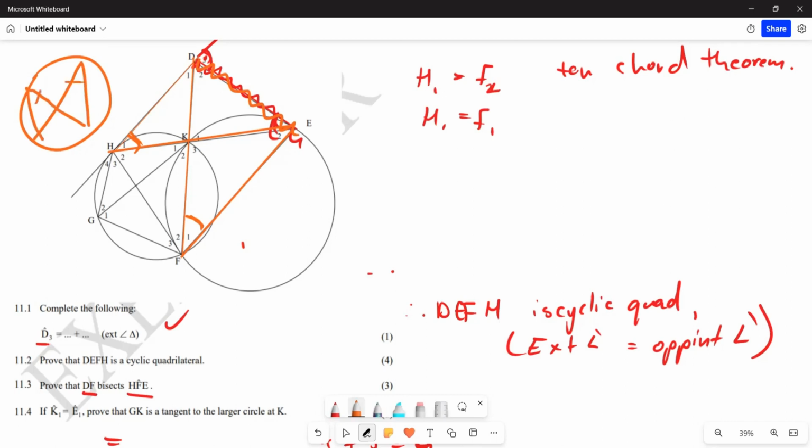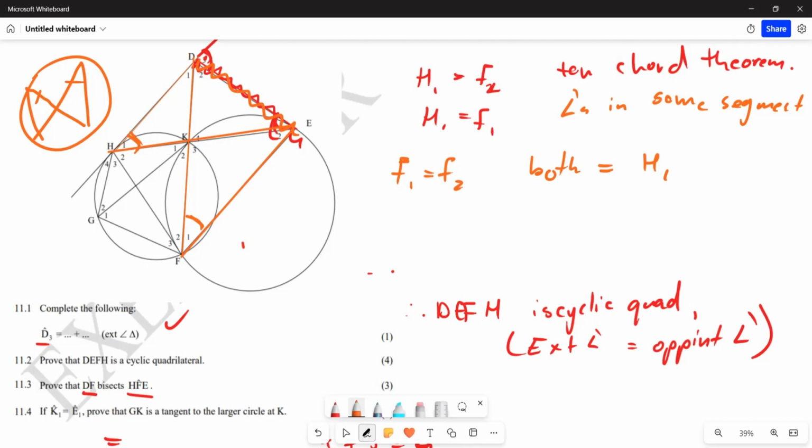So which means now, if that's the case, these are going to be angles in the same segment. So these are going to be equal. So now if those are equal, then you can conclude that your F1 is going to be equal to your F2 because both are equal to H1 altogether. So that's going to be your conclusion on that.